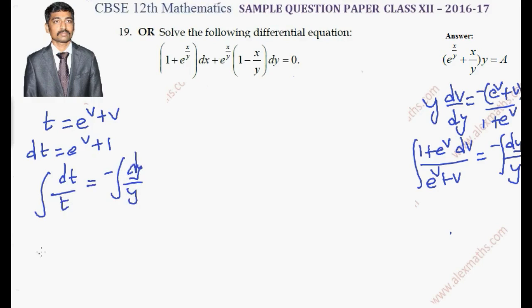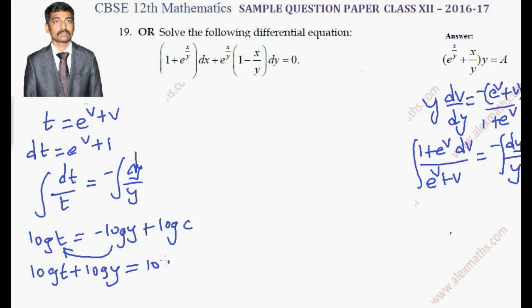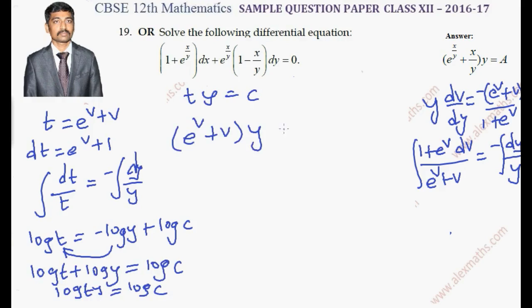So this is log t equal to minus log y. Since everything is log, instead of the constant c, I am going to put log c. Now if I bring the log y to this side, it will become log t plus log y equal to log c. This will become log of ty equal to log c. We can remove log on both the sides. So we are left with ty equal to c. Replace the t, which is e power v plus v, into y equal to the constant c. And v also we should replace, which is nothing but x by y. So (e power x by y plus x by y), the whole thing into y equal to c.